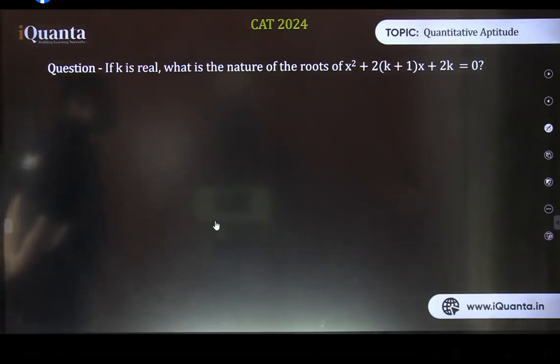I hope you remember how to find the nature of roots. It depends on the discriminant, right? That was a small hint. Try to answer.